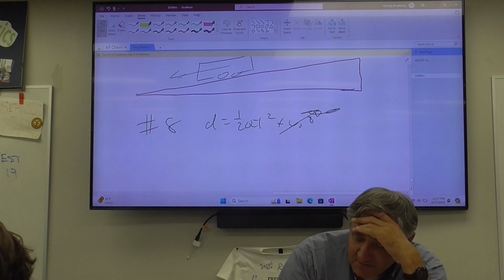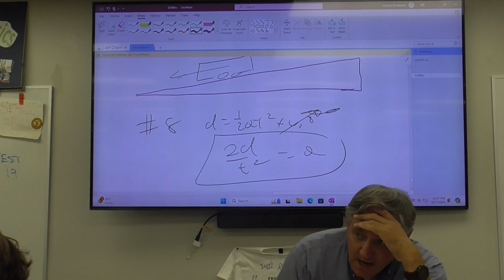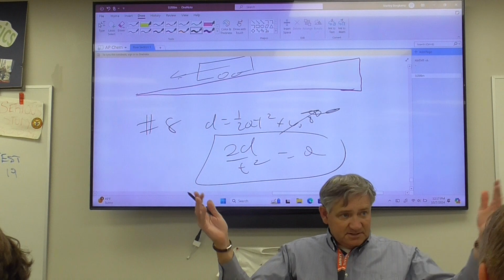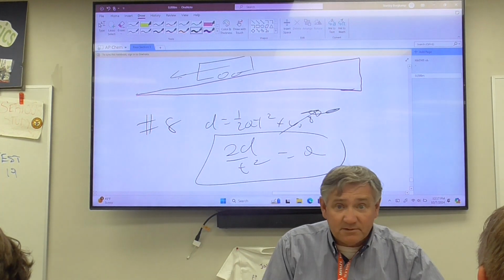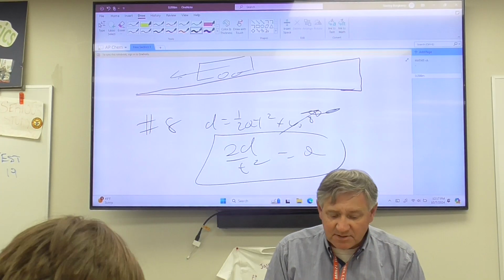And I hate fractions. What are you going to do? 2d over t squared. Beautiful. 2d over t squared equals a. I should see that calculation. Your displacement is going to be the 0.4 meters. Take your average time, boom, you get an experimental acceleration.